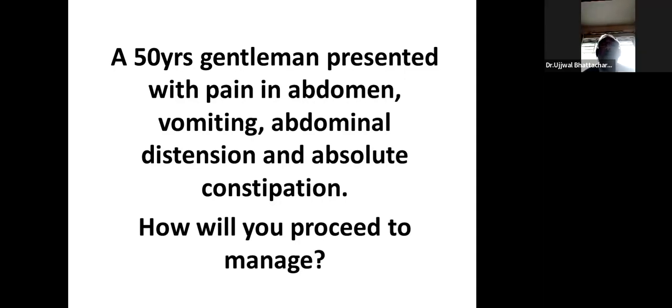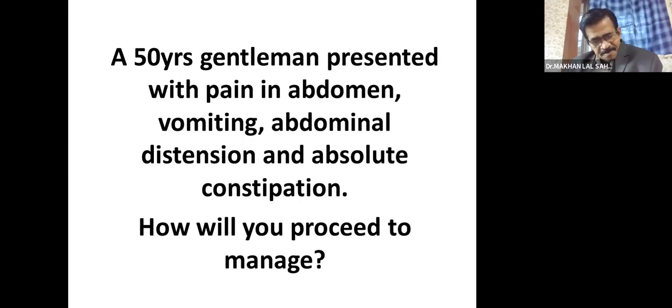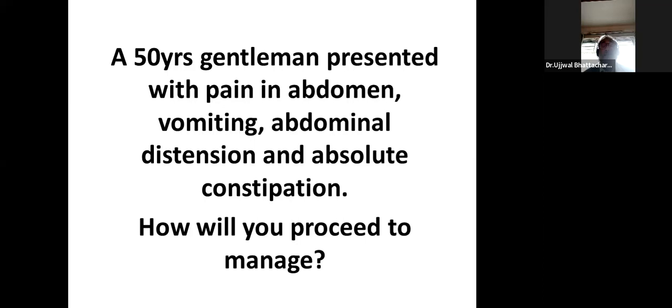So, before that, let's pass on to that. What are the possible situations where mechanical obstruction can develop in the small bowel? Common to rare. Sir, first of all, the most common cause is adhesion.